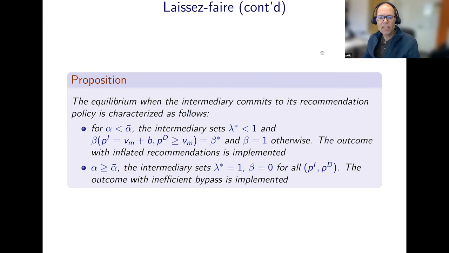And this is stated in this proposition here. So again, we have this critical threshold alpha bar, and what the intermediary is doing to implement the inflated recommendation outcome is to have a recommendation policy such that when the seller sets the price in the indirect channel equal to VM plus B, and sets a sufficiently high price in the direct channel, it will use inflated recommendations according to beta star. And otherwise, it will be completely uninformative. And this is one way of implementing inflated recommendations.